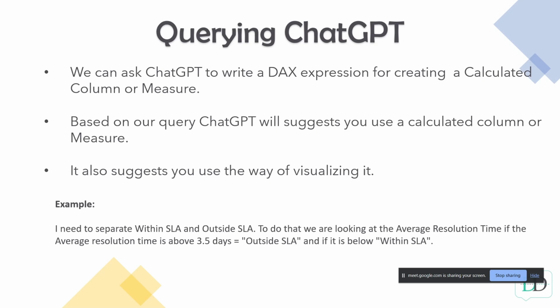if I give that statement, it will show you whether it is good to create a calculated column or a measure. It will suggest it to you. Based upon the suggestion, you can take a decision and apply it so that you get a calculated column or a measure. And it also suggests the way of visualizing it. Here is an example.